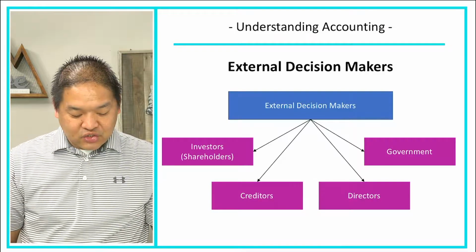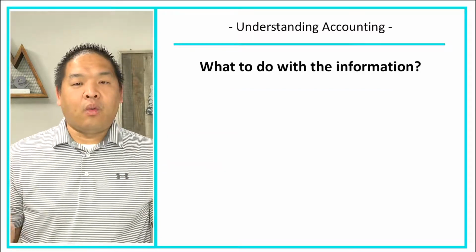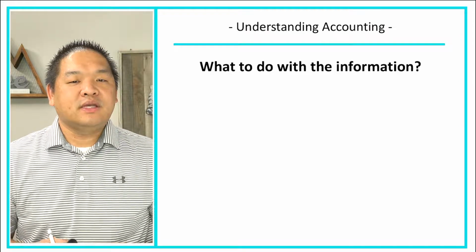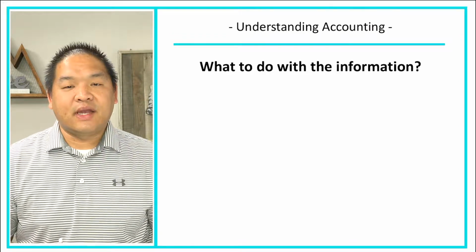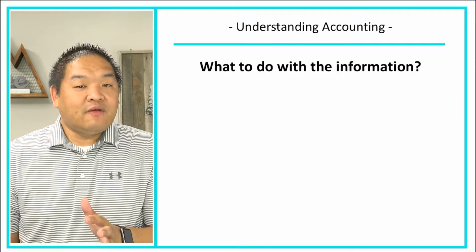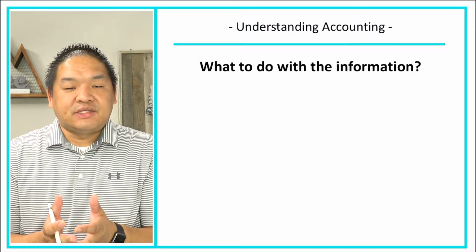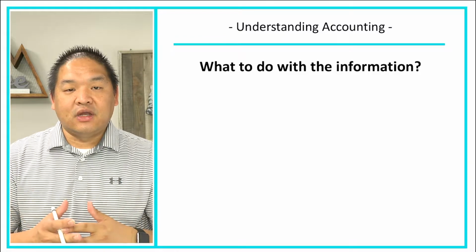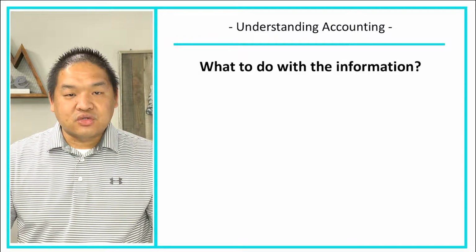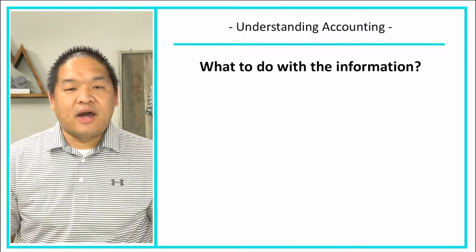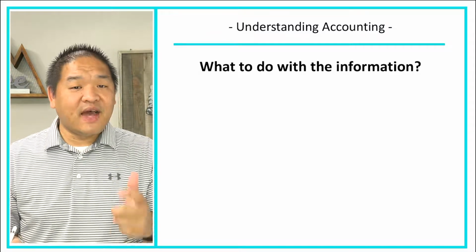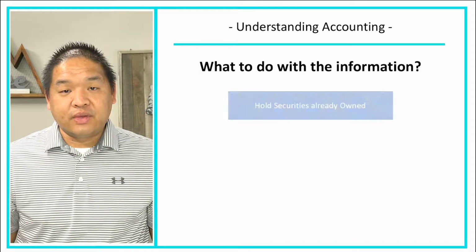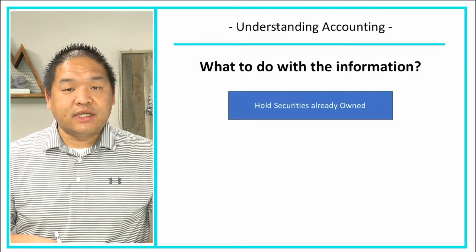So those are external users. Now, what do they want with this information? Why do they need this information? Well, really, it's three things that they're trying to make a decision on. Now, I'm going to specifically focus on shareholders, but this can go for creditors, this can go for government, this can go for a different number of external users, but it makes sense to talk about it in an investor situation. So for investors, they need this information to do one of three things. The first thing is to hold a security that they already own.